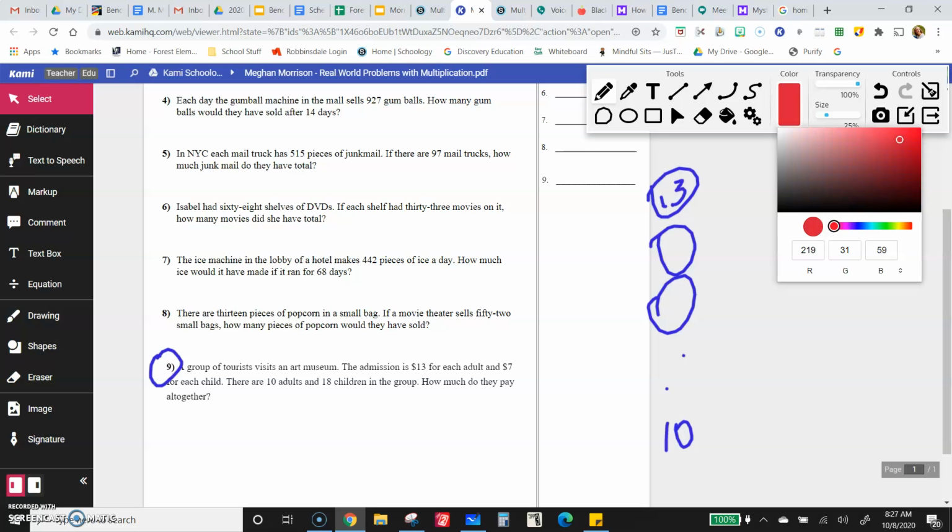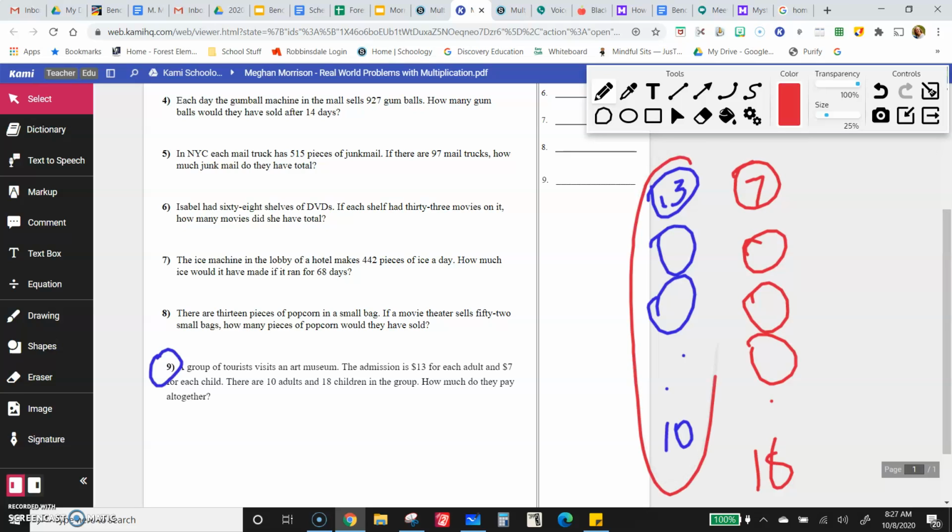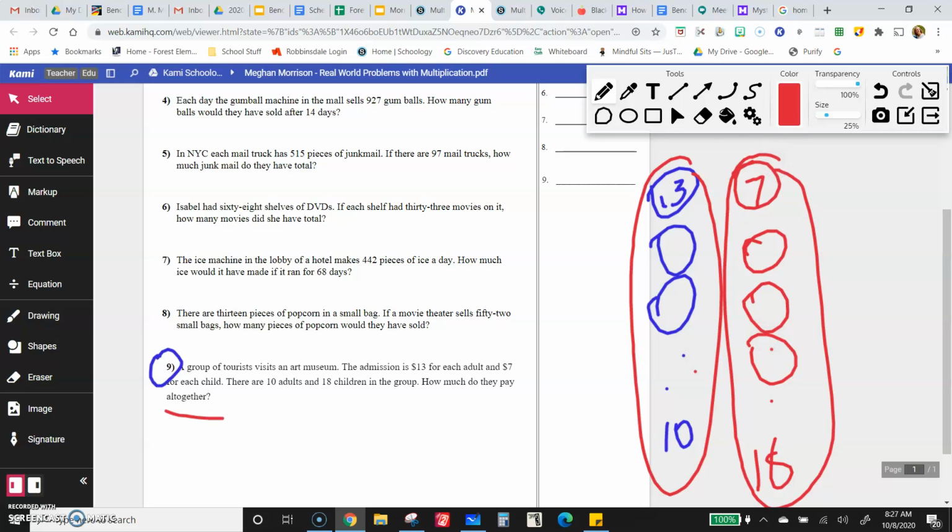Then, I'm just going to switch colors to show. We have 18 children's groups. We have 18 of those. And then each of those is $7. So you're going to need to do some different multiplying. You'll need to do 13 times 10 to figure out the adults, 7 times 18 to figure out the kids. And then to get the total, we're just combining those together. So you'll just add those two numbers together to get the total.